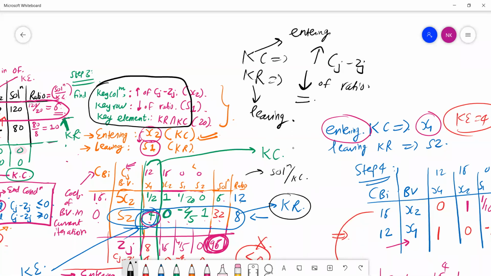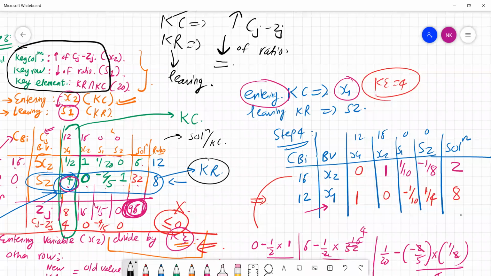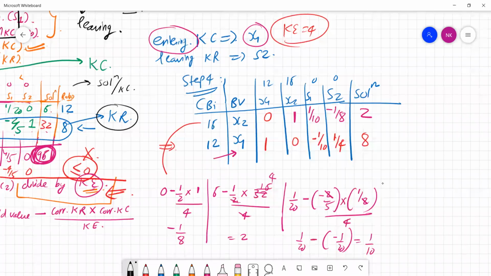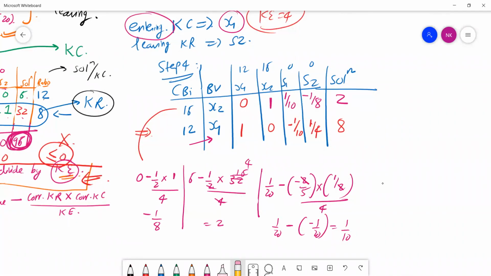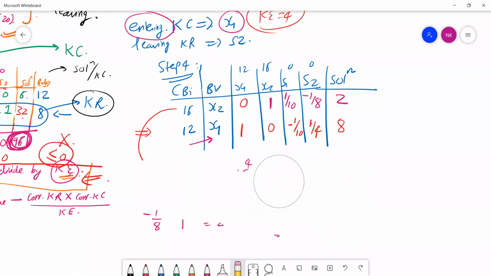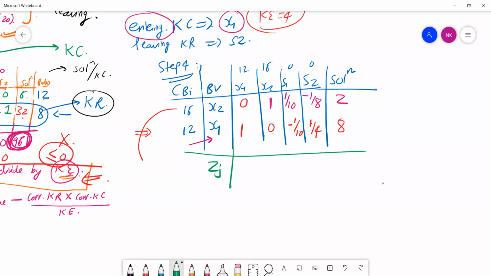Okay, fine. So now continuing with our discussion of the same question, let me just erase all these calculations. So Zj is nothing but the product of these things. So 16 multiplied by 0 plus 12 multiplied by 1, it's 12. 16 multiplied by 1 plus 12 multiplied by 0, it's 16.